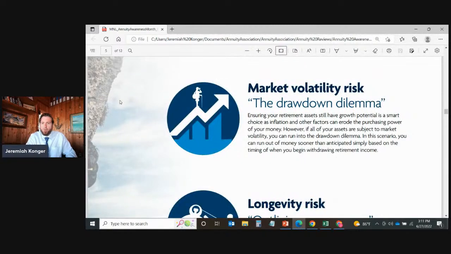One of these is the market volatility risk, the drawdown dilemma. Ensuring your retirement assets still have growth potential is a smart choice, as inflation and other factors can erode the purchasing power of your money. However, if all of your assets are subject to market volatility, you can run into the drawdown dilemma. In this scenario, you can run out of money sooner than anticipated simply based on the timing of when you begin withdrawing retirement income.